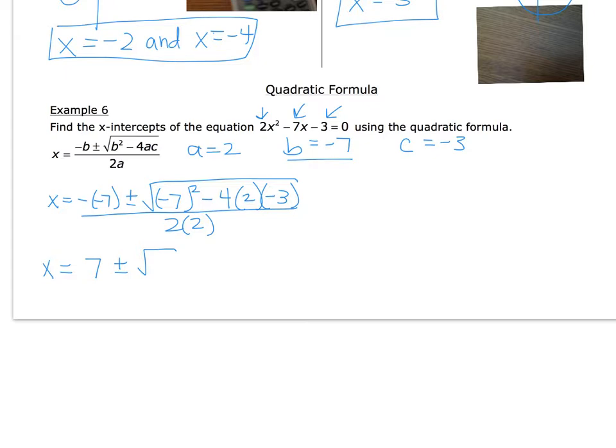All right, and I end up getting +73, and then underneath we got 2 times 2, so we know that is 4. If you look, 73 is not a perfect square. It's actually kind of an ugly decimal right here. So we're just going to leave this alone. We're going to call this good. All right, if it's not a perfect square, just leave your answer in this form.